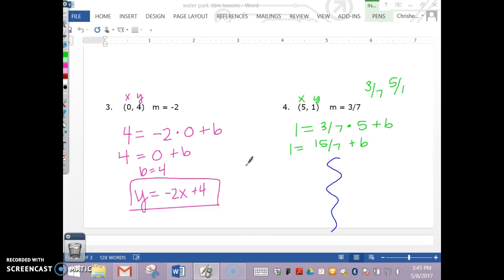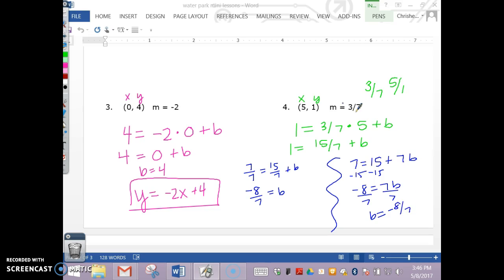So I can get a common denominator and make this 7 over 7 equals 15 over 7 plus b, and then subtract the 15 over 7 to the other side, and I would get 8 over 7 equals b. Or I can multiply through by 7, which gives me 7 equals 15 plus 7b. Subtract 15 from both sides, I get -8 equals 7b, and divide by 7. Either way, I get the same answer.